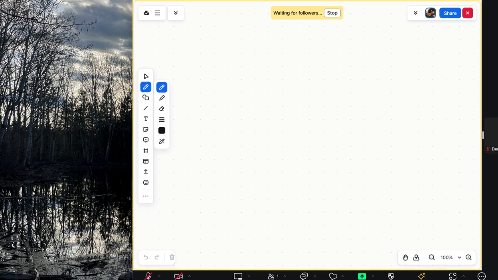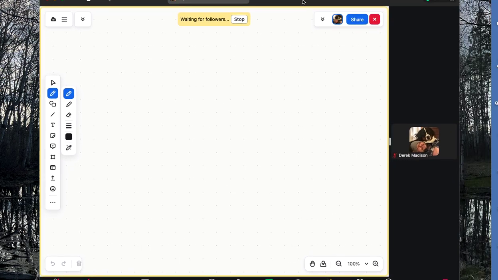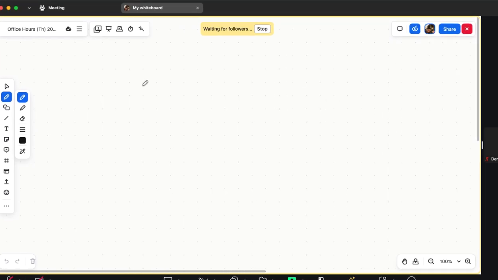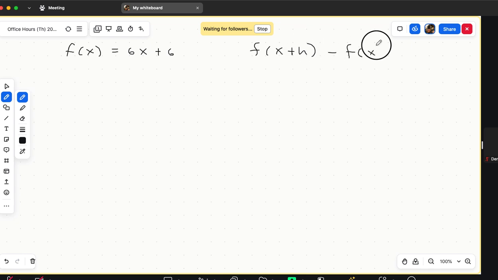Okay, go over here. So we are given, actually let me make this a little bigger because these get kind of giant. Okay, so we're given the function f, f of x equals 6x plus 6, and asked to evaluate that in this difference quotient, which is defined as f of x plus h minus f of x all over h.